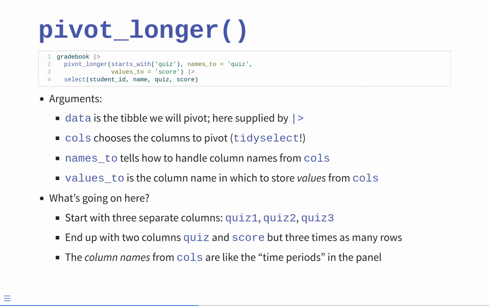The arguments to pivot longer are data. That's going to be the tibble that we're going to pivot, and here I supplied that with the pipe. Cols chooses which columns to pivot, and I used a tidy select command because that makes my life much easier. Names 2, again, tells us how to handle the column names from the cols that we've specified. And values 2 is the column name in which we're going to store values from cols. So again, because this is a little bit complicated, I'm just going to repeat. We're starting with 3 separate columns, quiz 1, quiz 2, and quiz 3. And we're going to end up with 2 columns, quiz and score, but 3 times as many rows. Again, the column names from cols are like the time periods in a panel dataset.